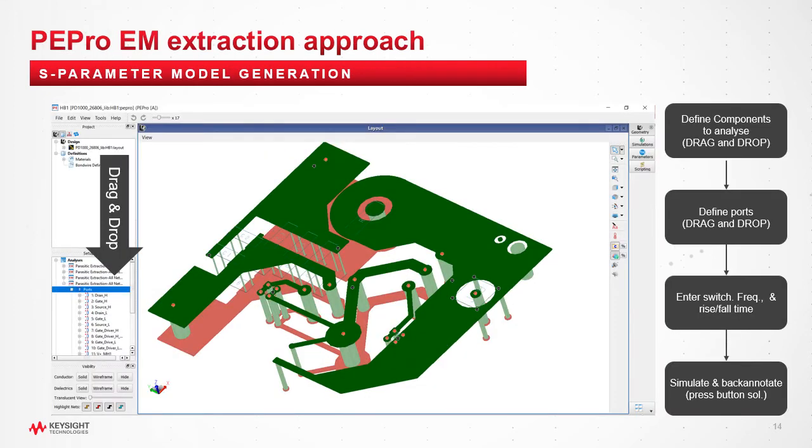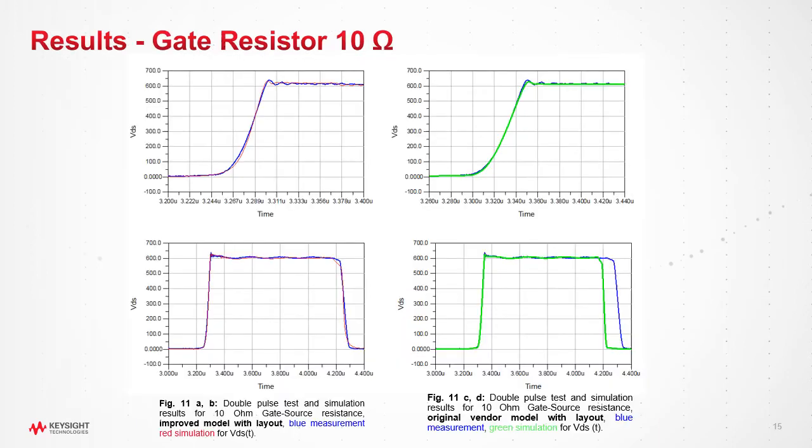So the EM extraction, which was in previous times more for experts, became very, very easy. You have a drag and drop solution to define the ports: you drag the components, tell the pins, and in the schematic they are automatically recognized. So you enter the switching frequency, rise and fall time, and then you simulate and back annotate by just pressing generate a schematic representation of the results.